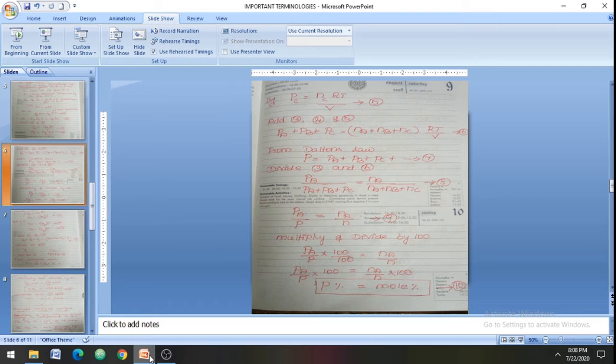Add 3, 4 and 5. PA plus PB plus PC is equal to NA plus NB plus NC into RT by V. But in this case, for the summation of the individual components A, B, C, we want to use Dalton's law. What is Dalton's law? The total pressure is equal to the sum of the individual component pressures. P is equal to PA plus PB plus PC.